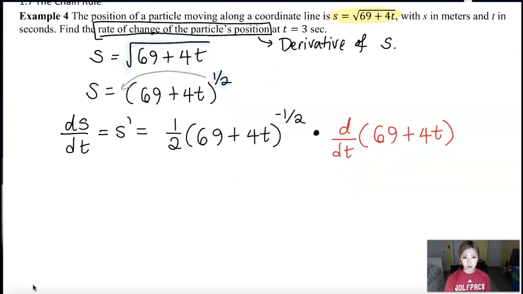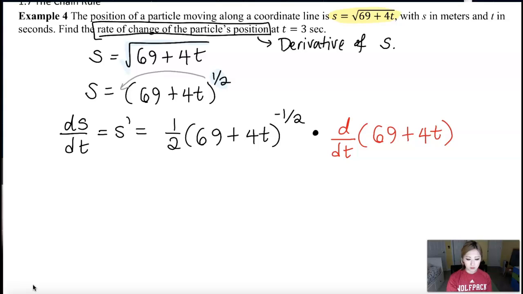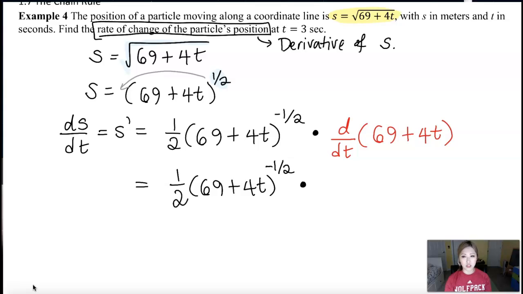Okay, let's keep going. So I'll keep this the same, 1/2 times 69 plus 4t to the negative 1/2 power. But now let's figure out what the derivative of 69 plus 4t is. Derivative of 69 is 0, right? And derivative of 4t is just 4. So that's simple, isn't it? It's just going to be 4.